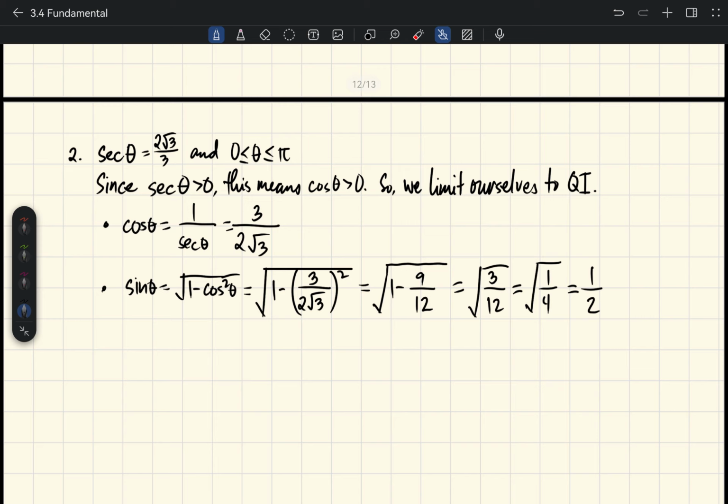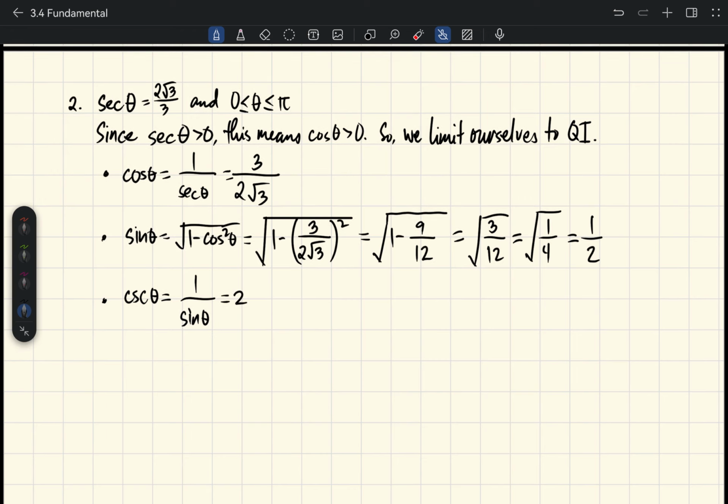Then from here, you already have the value of sine and cosine theta. So first, we can find the reciprocal of sine, which is cosecant theta. That's just 1 over sine theta, which is 2. And from here, since you have sine and cosine theta, we can now look for tangent theta, which is sine theta over cosine theta. That one is 1/2 all over 3 over 2 square root of 3.